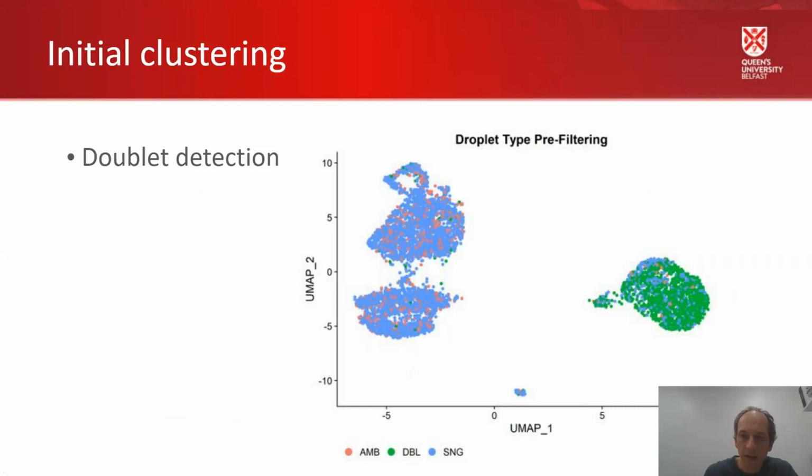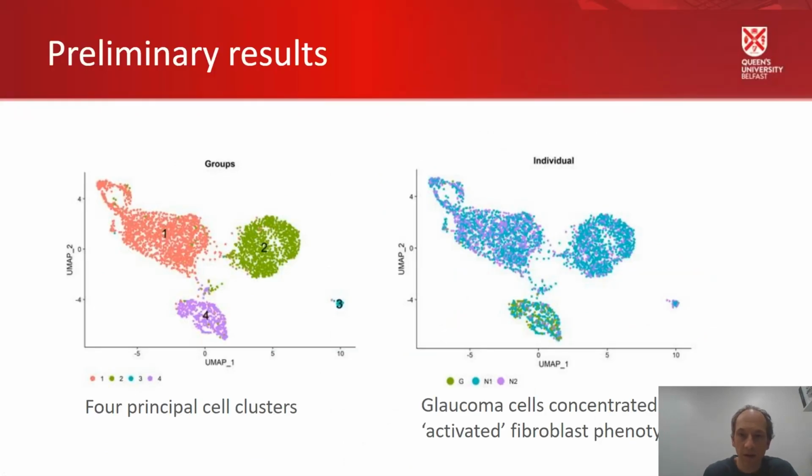So the initial clustering here just demonstrates how it's easy to spot the doublets, in this case the green cells. So this is where some cells are stuck together and we're getting more than one in a droplet. So we can remove those and repeat the clustering. And we can see that in this case we got 4 principal cell clusters.